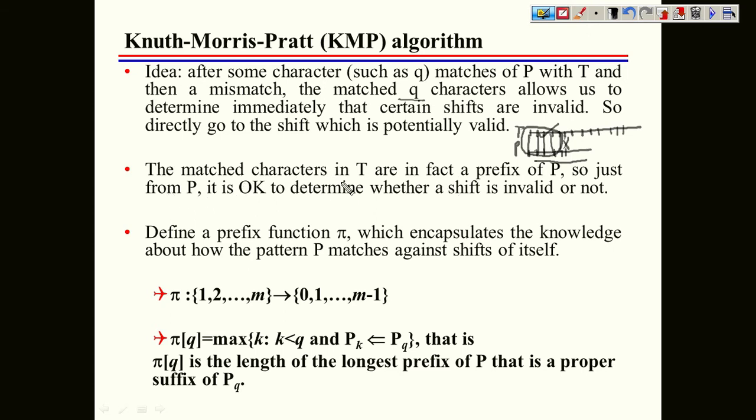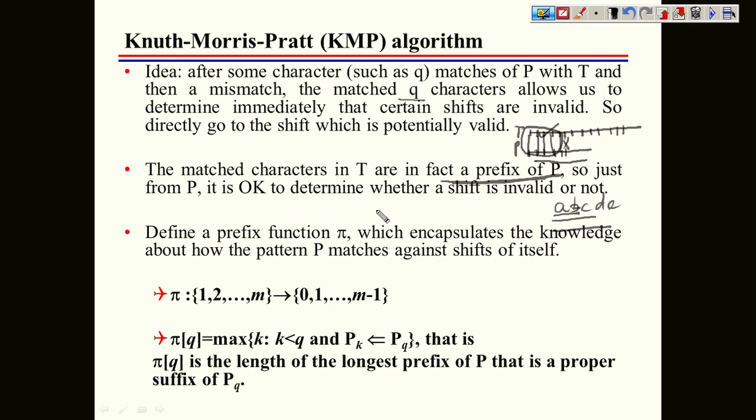The matched characters in T are in fact a prefix of P, and this is also very sure: whenever you find some characters matching, these characters are definitely a prefix. A prefix is a substring of any string which starts from the beginning. What does it mean? If I say A, B, C, D, E is my string, then a prefix is any substring which starts from the beginning. AB is a prefix, ABC is a prefix, ABCD is a prefix, A itself is a prefix. So definitely when some characters of the pattern match with the characters of the text, these characters are a prefix.